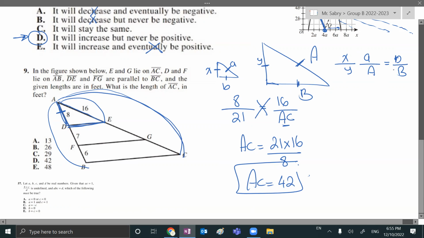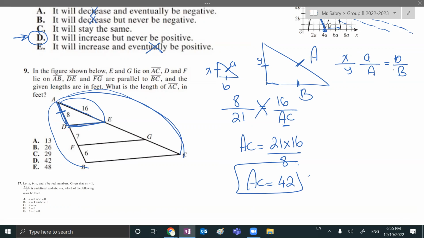Does this make sense? Not so much? Yes. Good. Mehmet, you're good? Yes, sir.